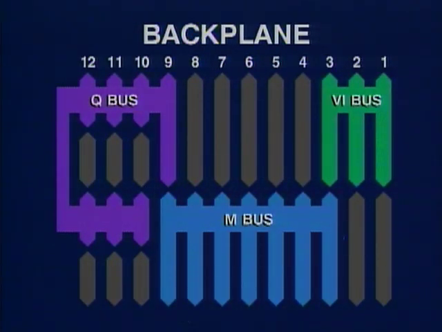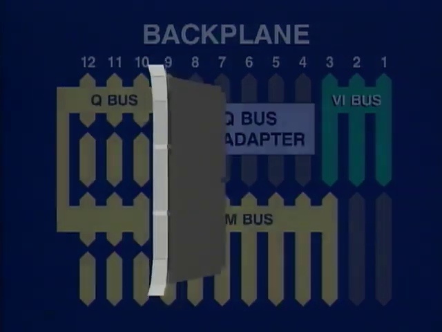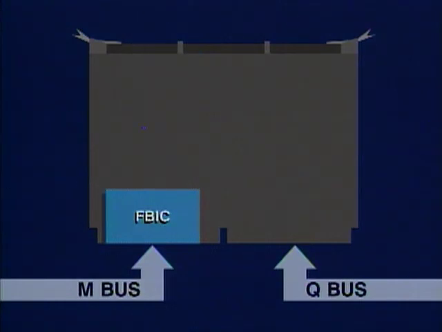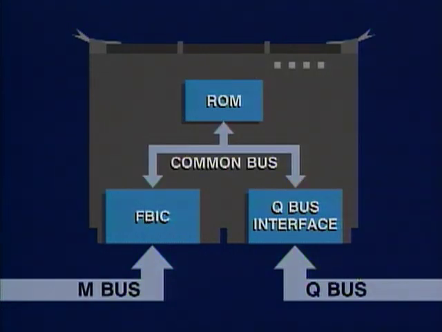To access the Q-bus section of the backplane, a Q-bus adapter module must be present in the system. In this lesson, we'll discuss this module. The Q-bus adapter module very simply acts as a translator between the M-bus and the Q-bus. It contains an M-bus interface or FIBIC, a Q-bus interface, a diagnostic boot ROM, and status indicators. It uses a common bus internal to the module.